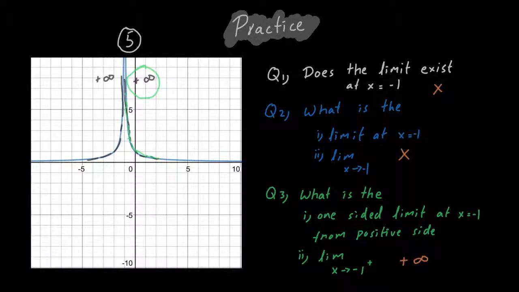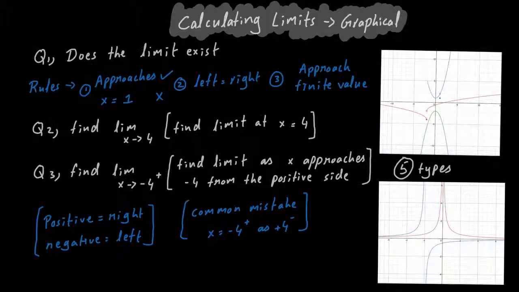Now let's summarize what we have learned. On the right, we learned that there will be only 5 types of different graphs that can come in the exam. Then there will be 3 types of questions that can be asked. Number 1, does the limit exist? We have 3 rules to identify if it exists or not. Number 1, we have to see if it approaches a value, and not what the value is at that point. Number 2, the left should be equal to the right. And number 3, it should approach a finite value.